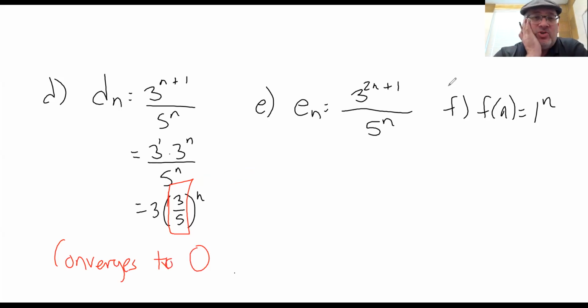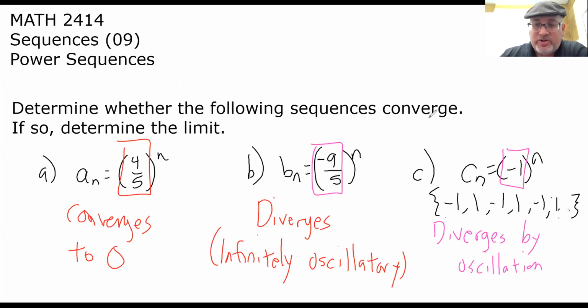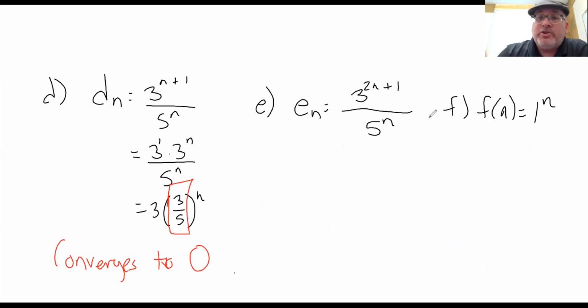What about E, which looks almost like the exact same thing? The only difference is there's a 2 in front of the n on the numerator. And does that change things? Well, it does, but let's massage this so we have a number times something to the nth power, because that's what we're really shooting for here. I guess we could go back here and say that a power sequence is a sequence where the variable is in the exponent. That's what I said before. I didn't say there couldn't be other stuff with it.